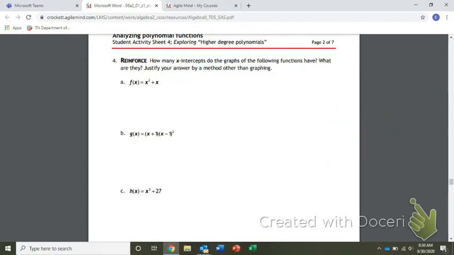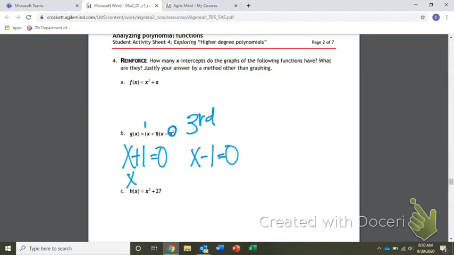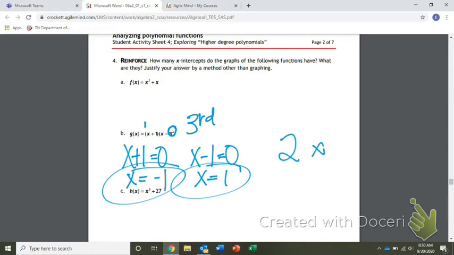All right. On B, we have a third degree polynomial because we have 1x and then here's 2 more over here because it's squared. So if we set those equal, we've got x plus 1 equals 0 and x minus 1 equals 0. If we solve, we're getting x equals a negative 1 and x equals a positive 1. So here we have 2 x-intercepts.